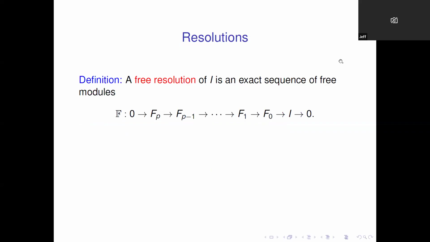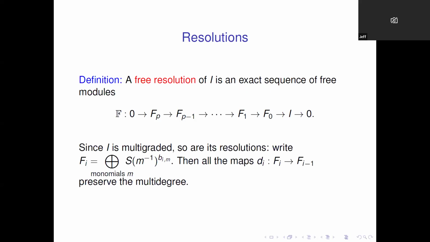F0 will surject onto I, and F1 will surject onto the kernel of the previous map, and so on all the way back. By Hilbert's syzygy theorem, in this setting, that will always terminate at some projective dimension, and so you get to stop. Because we have a monomial ideal, it's multigraded, and that means that these free resolutions are also all multigraded.